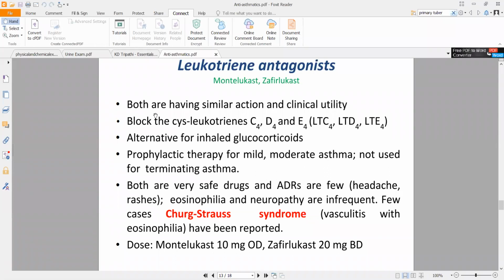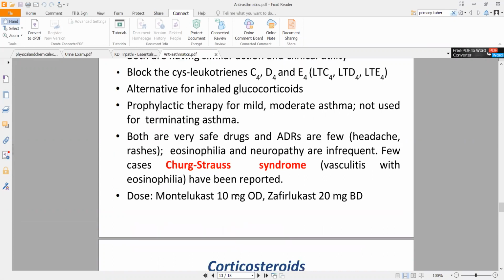Montelukast is a drug that is also used in general allergies as well. Some people have seasonal allergies, right? In one particular season, winter or spring or any particular season, they have seasonal allergies. In that condition, montelukast is also used. Montelukast is pretty commonly used, right?